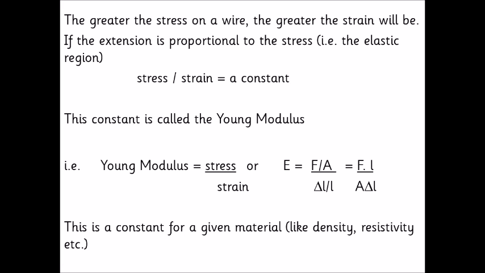It's the constant for a particular sort of metal. It's not a constant for all metals, but you can get the Young modulus of copper or brass or steel. So Young modulus is stress divided by strain.